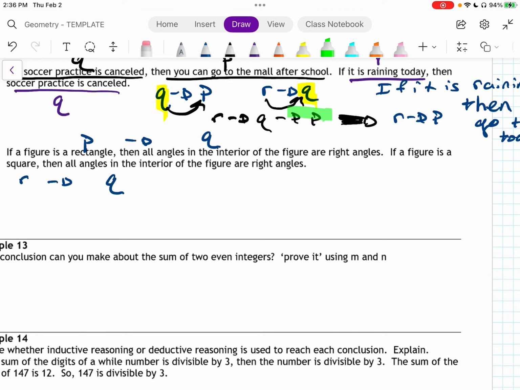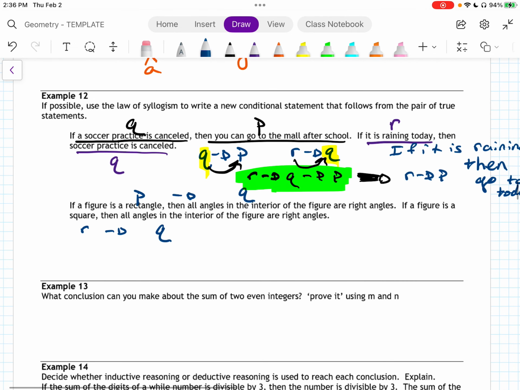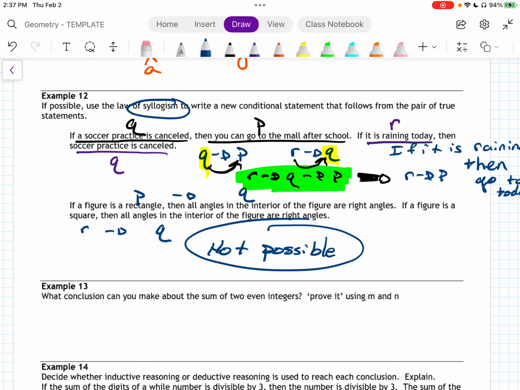We can't write it like this. We can't do something like that, where it has like a double arrow. So we can't really say anything about this. There's nothing fancy we can say. Now, well, let me stop. There's things we could say, but we can't use the law of syllogism to say it, okay? So, if possible, not possible. There we go. That's our answer.